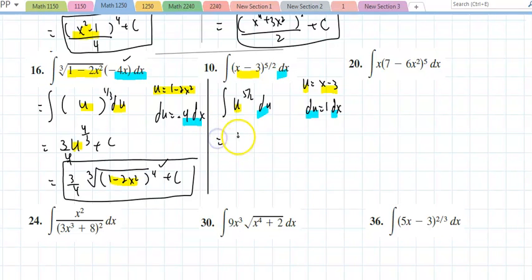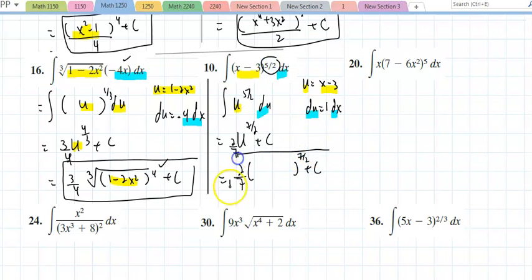Add 1 to the power. 5/2 plus 1 is 7/2. Divide by that, that's 2 over 7 plus c. So this is 2 over 7 times the square root, or since the power was a fraction, you could leave it as a fractional power. We're not going to disagree on that. Whether you write it this way or this way, it makes no difference. And don't forget to put u back in, and u was x minus 3.